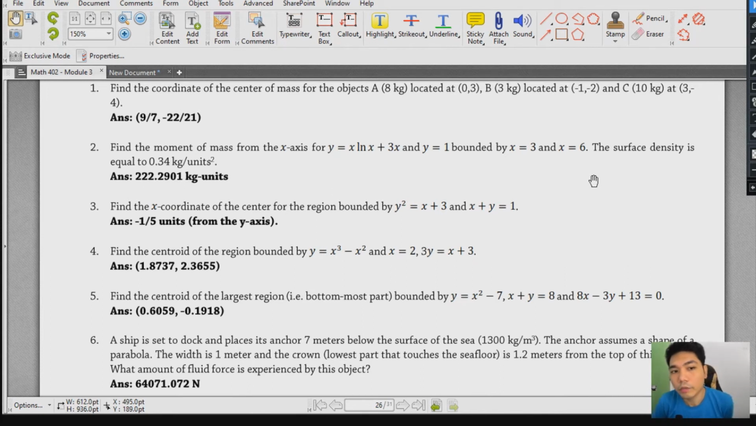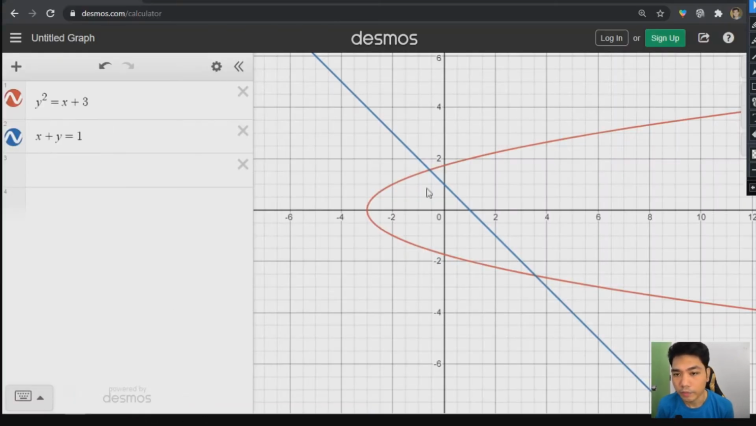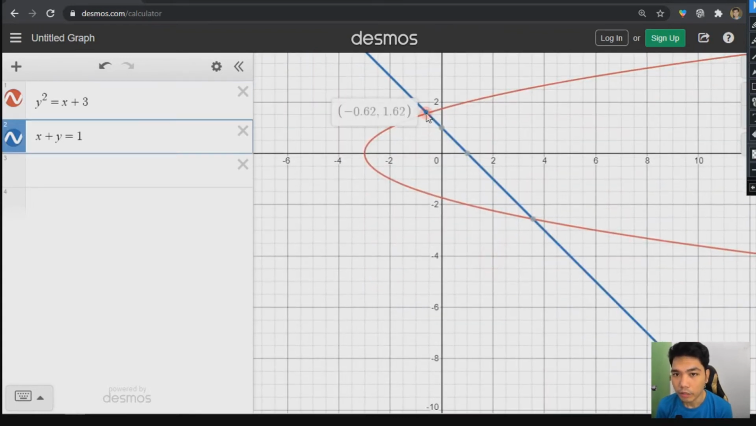So for number 3, what we have is we need to find the x-coordinate of the center of the region bounded by y squared is equal to x plus 3 and x plus y is equal to 1. Now there are two ways we can solve for this. It's either we use the vertical or the horizontal element. So based on the graph, as you can see from Desmos, if you'll be using the vertical strip, we'll be having two partitions here. So the first area would be the left at this point, so this point going to that point, and then the second area would be coming from this region. So basically, it is a lot easier for us to use the horizontal strip.